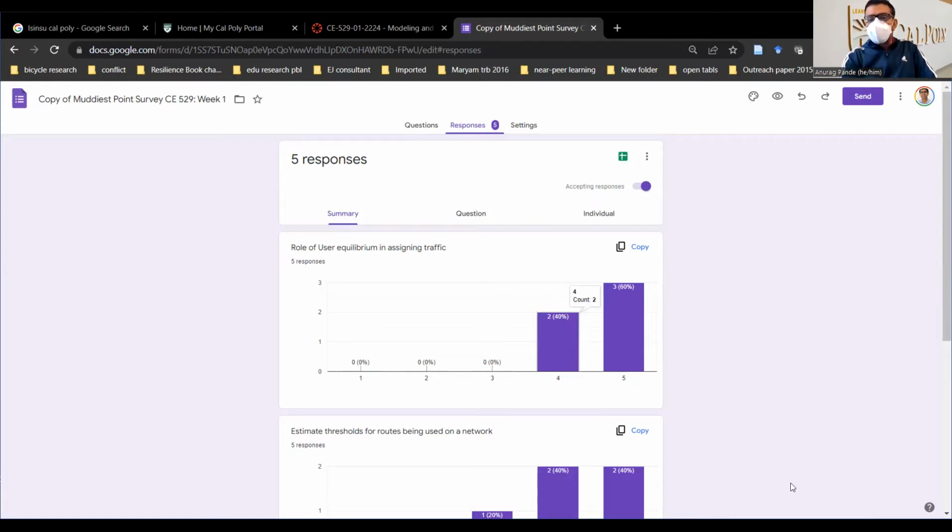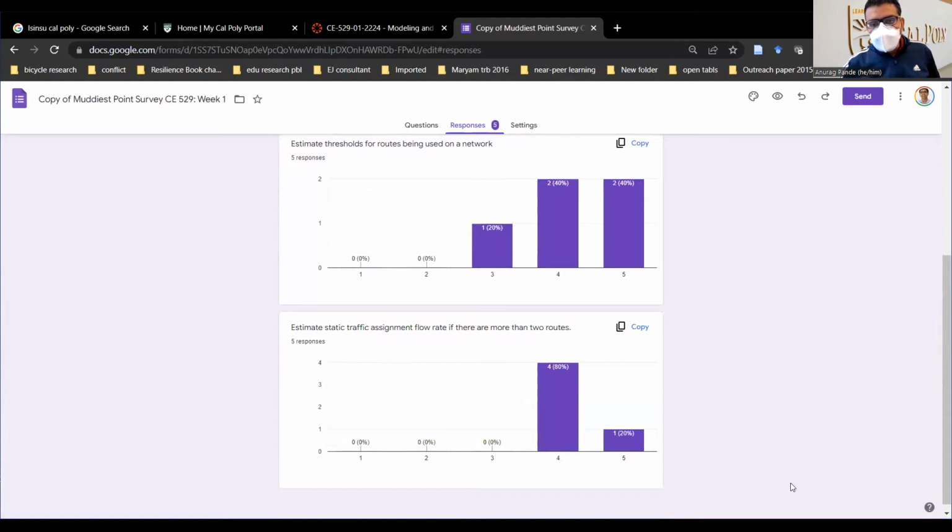But before that, I think it's very important for us to be very clear about the role of user equilibrium in traffic, and what kind of thresholds you are establishing when you're splitting traffic between the network. I see there were only 5 responses, which is fine, but there was this question about how do we establish thresholds when we are trying to assign traffic on the route. So that threshold question is very critical. Obviously, it's part of your homework, so I hope you got a little bit more clarity on that. But I want to talk a little bit more about that.